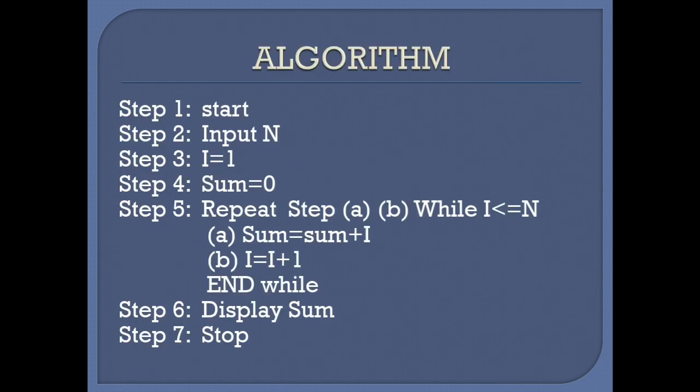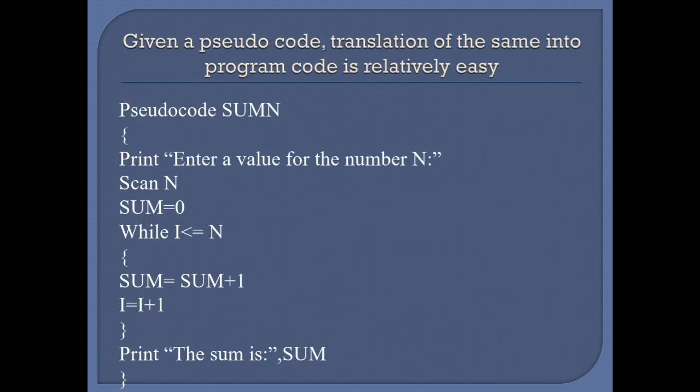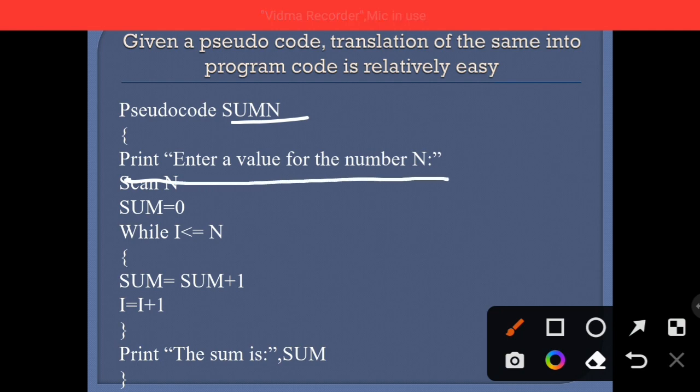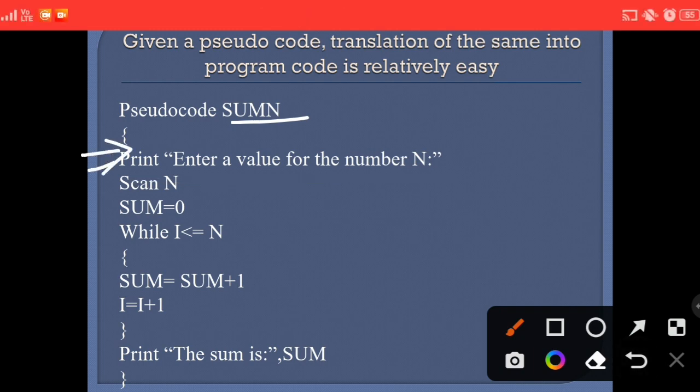First we need to start the program. So that's why here we use the pseudocode sum n. Next we need to get the input from the user. So that's why we are printing one statement: print enter a value for n. Remember that print is used for displaying purposes. And next we need to read input from the user. So that's why we are using scan.